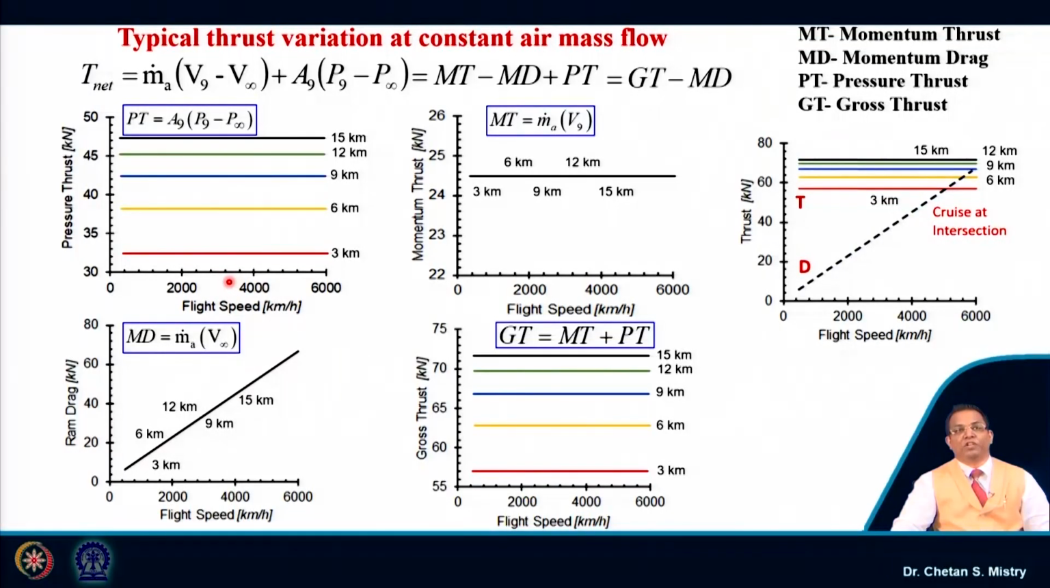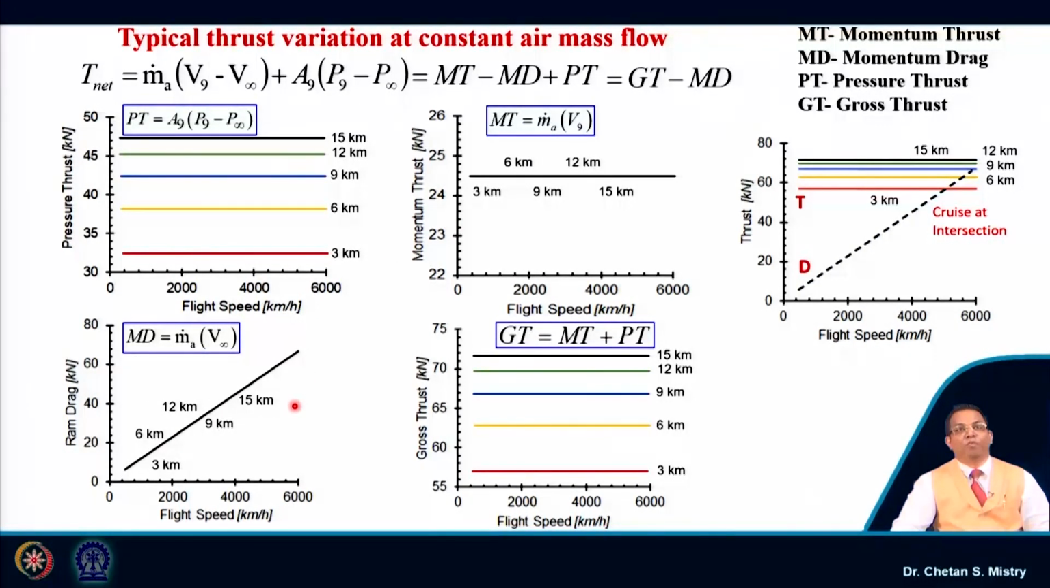We have the pressure thrust, which we can see remains constant with the change of flight speed, but because of the change of altitude we will have different values of pressure thrust. When we talk about the momentum thrust, it is given by m dot into V9. This momentum thrust is dependent on my flight speed, and with the change of altitude that value remains constant, because my mass flow rate is not changing.